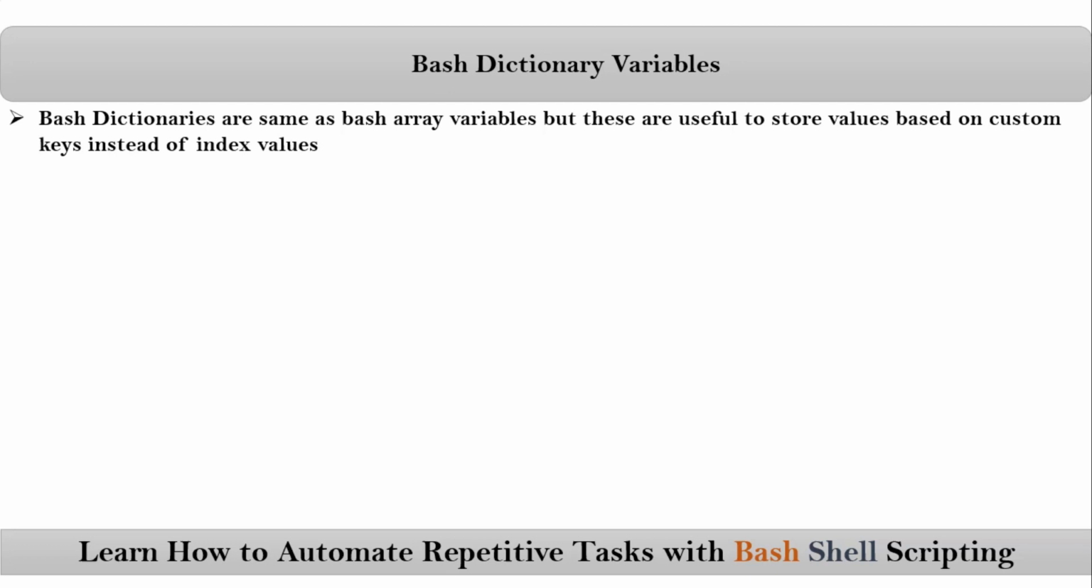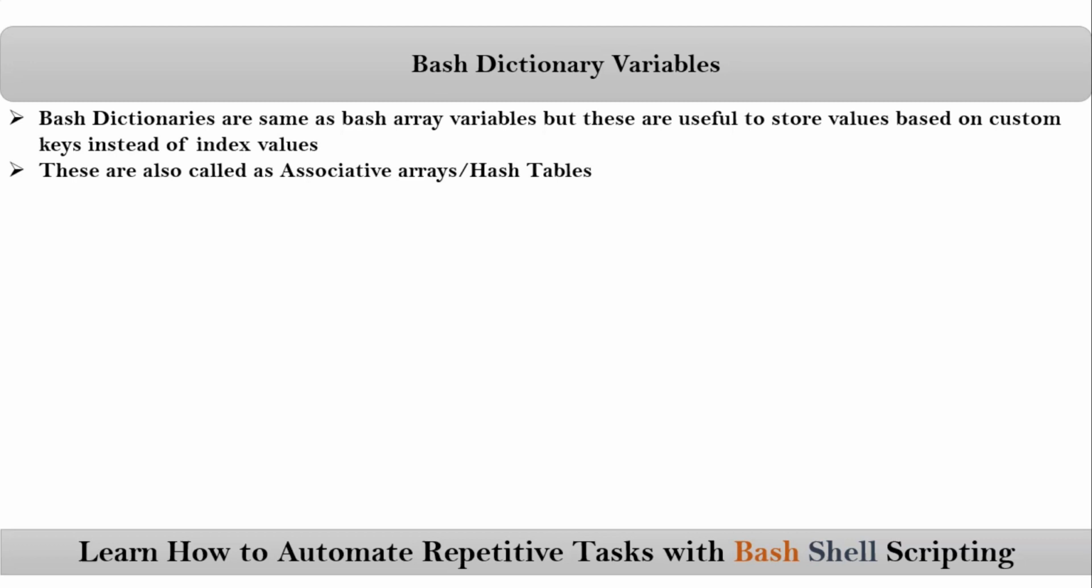In our bash arrays, we can access values or store values using index numbers like 0, 1, 2, 3, and so on. But bash dictionaries are slightly different. Instead of index values, we will use some custom keys to store values. That's it. We will see that. And these bash dictionaries are also called associative arrays or hash tables.